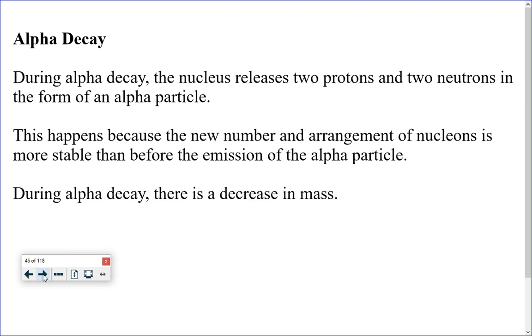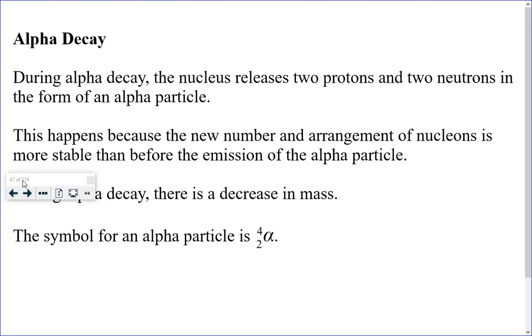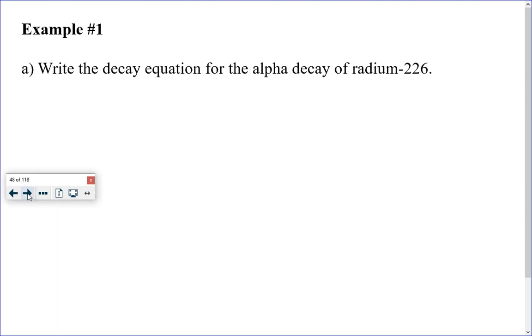During alpha decay, there is a decrease in mass. We're going to talk more about that. The symbol for an alpha particle we talked about yesterday is this. So I've given us, I think, what's needed to write the decay equation for radium-226, which happens to be the radioactive material they used to paint on watch dials. We have to look up radium, and be careful because there's radon and radium, and they're similar, and maybe even very close on the periodic table. So here is radium right here, atomic number 88.